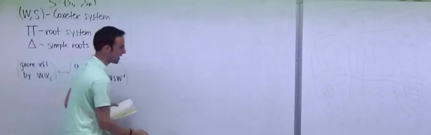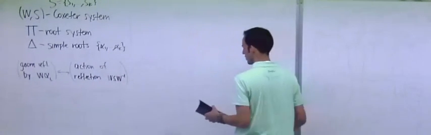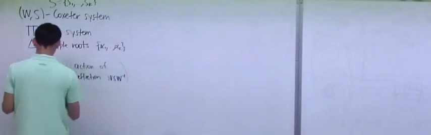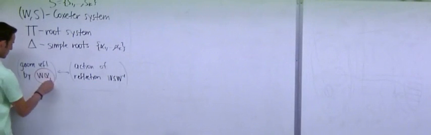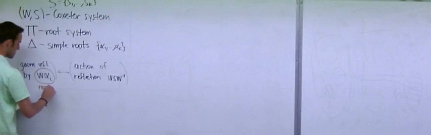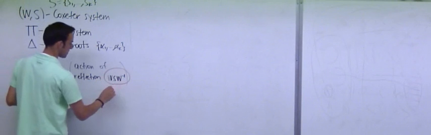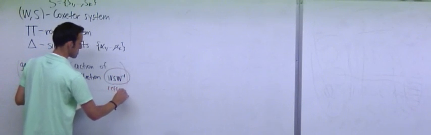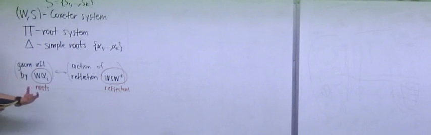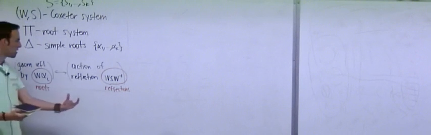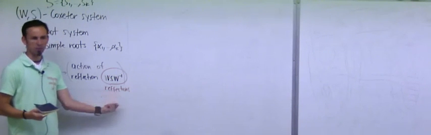And so there was basically this correspondence between roots that look like this and reflections that look like this. It's a one-to-one correspondence between this geometric set of roots and this algebraic set of the reflections in the Coxeter group. This is what we proved last time.